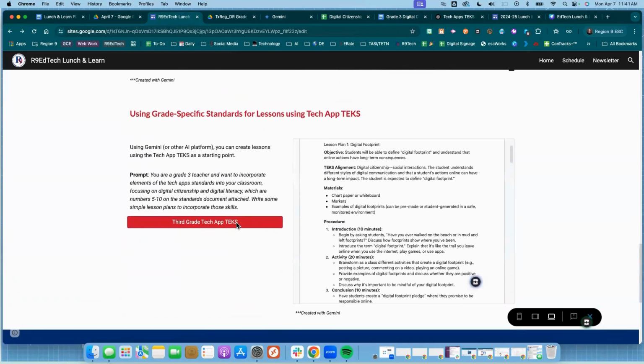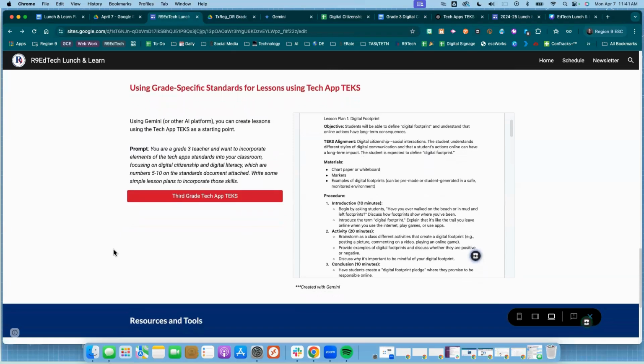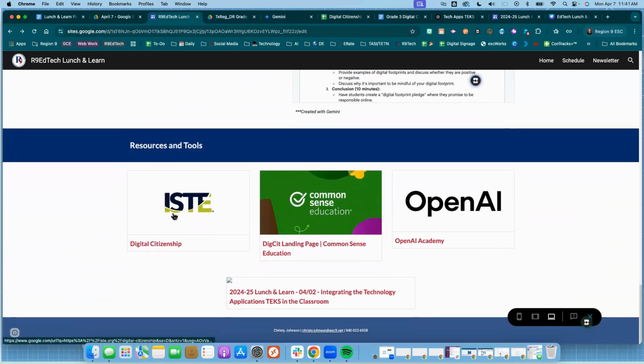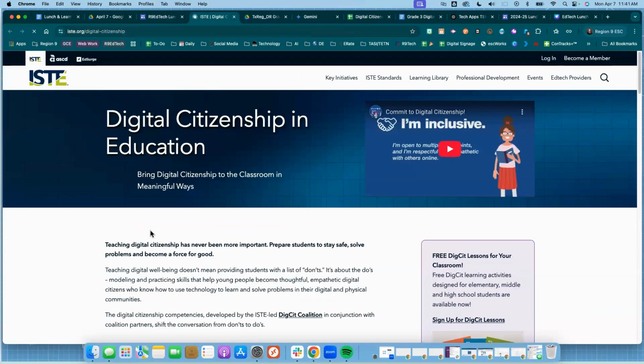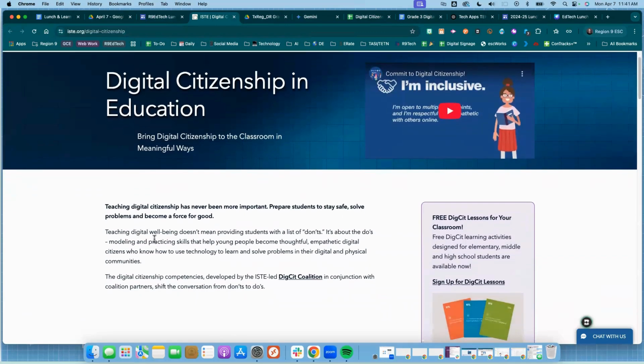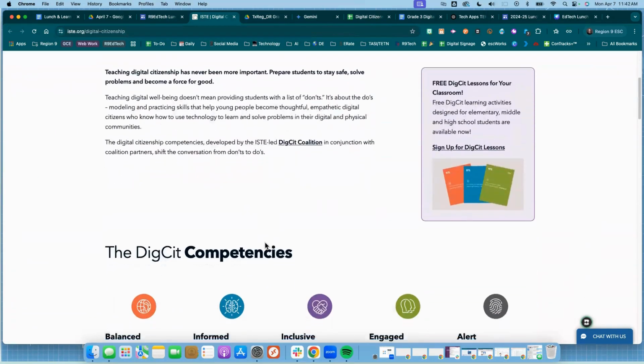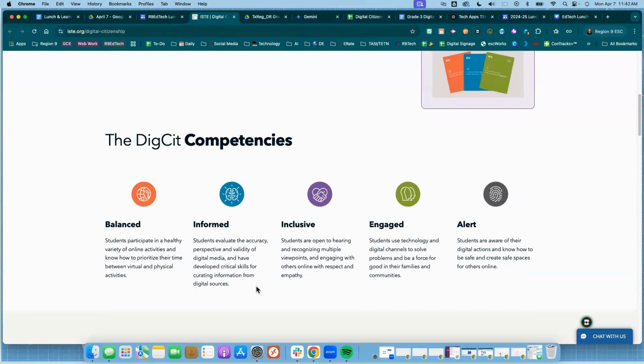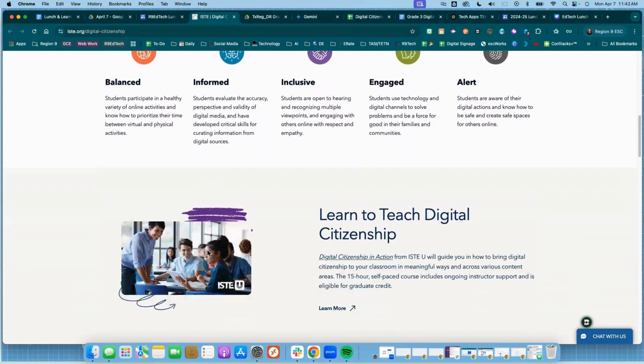Now, when we think about it, sometimes we need some extra support and some extra tools to help us out. Here are a couple of examples that I wanted to share with you. ISTE actually has a digital citizenship section with lesson plans. They're called DigiCit, or I don't even know if that's the way, but anyway, there's the digital citizenship lessons that you can get. They break those down into a little bit different categories than our Texas standards do, but it's still the same concept. So they're going to work for you about being balanced, informed, inclusive, engaged, and alert.